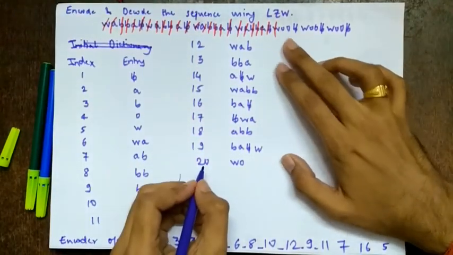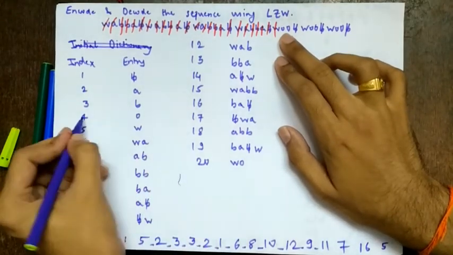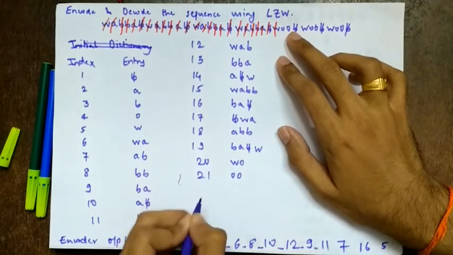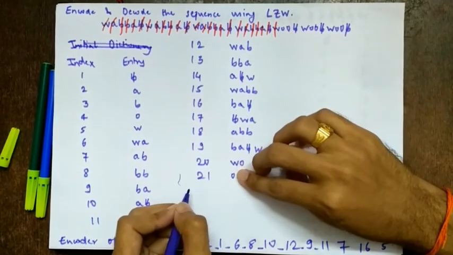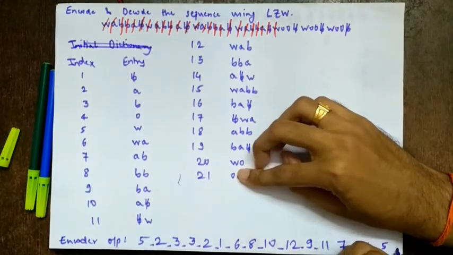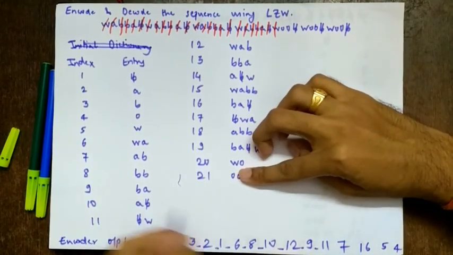So next is O. So O is there in the dictionary? Yes. So take the next alphabet, OO. So OO is not there. So 21. Right? So remove the last alphabet, and O. What is O? 4. Right? So here it is 4.